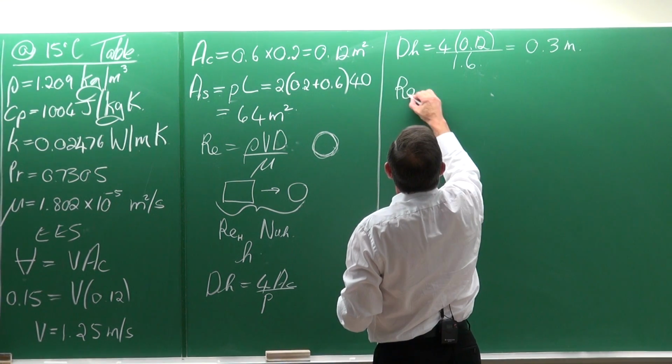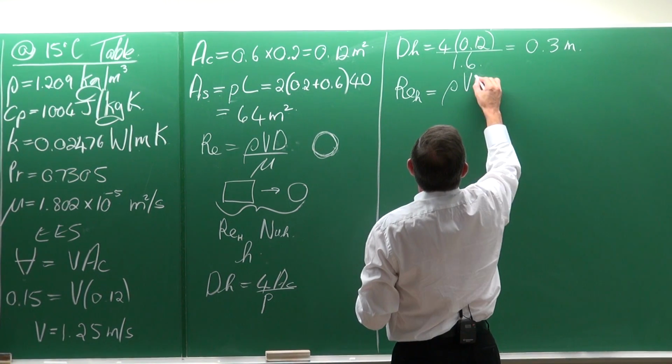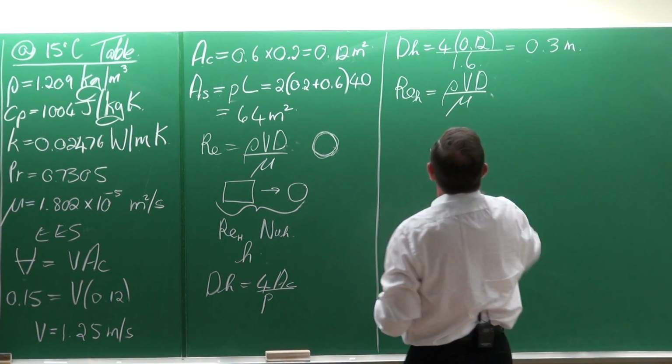Then we calculate the Reynolds number based on the hydraulic diameter, which is rho Vd divided by the viscosity.